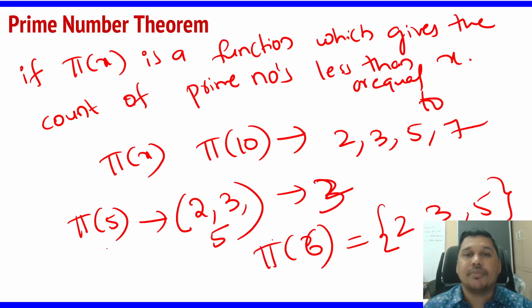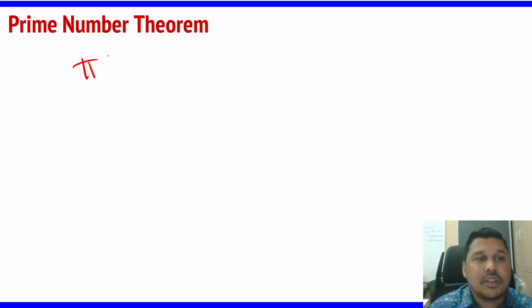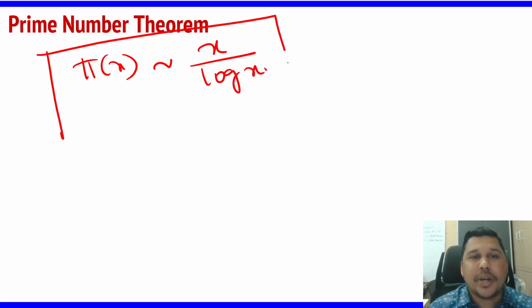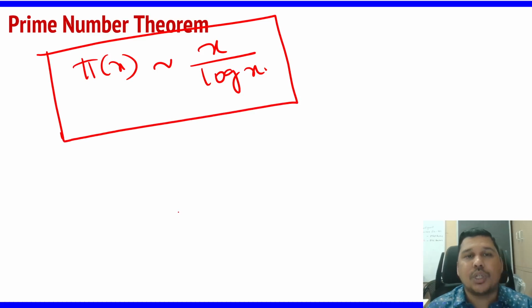So again 3, right? So what is the prime number theorem? Pi of x is a prime counting function. It gives us the number of prime numbers less than or equal to x. And the theorem states that pi of x is approximately equal to x by log x. This is the prime number theorem.